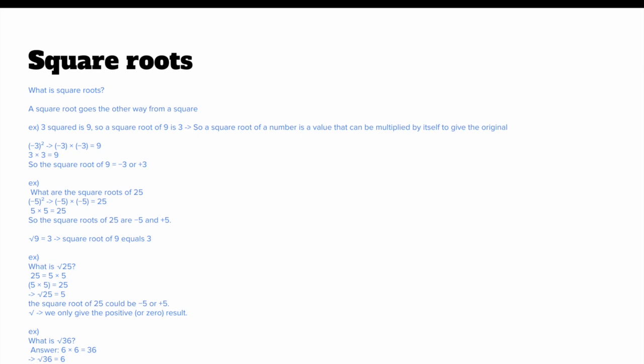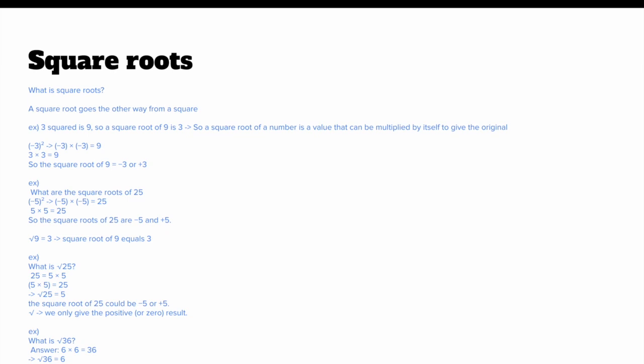This is the special symbol that means square root, and we use it like this. And we say the square root of 9 equals 3. Now, let's look at an example. What is root 25? 25 equals 5 times 5. In other words, when we multiply 5 times 5, we get 25. So the answer is root 25 equals 5.